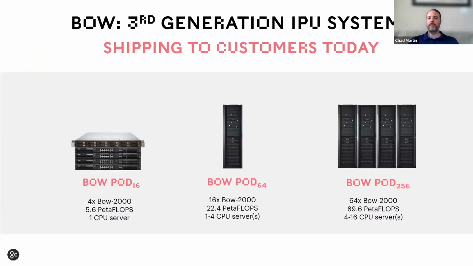So the system sizes that we have today are the Pod 16, Pod 64, and Pod 256. A Pod 16, you'll have 4 of those BowPod2000s and then 1 server. The Pod 64, you have 16 of those BowPod2000s and between 1 and 4 servers. So that's where that flexibility comes in. By default, we recommend 4 servers, but if you know what your workload is and you don't need that many, then you can go with 1 or 2 servers there and limit the server expense.